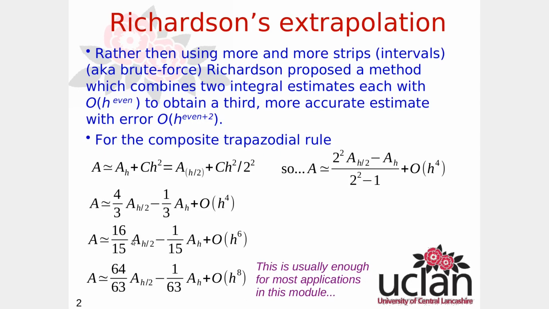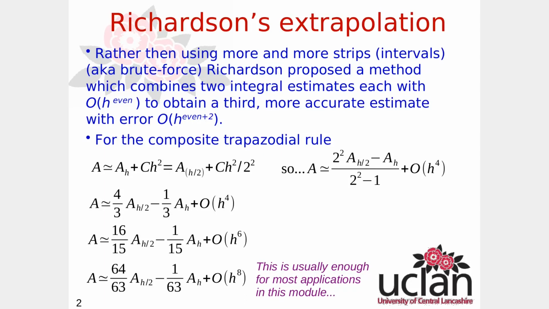And then we multiply by 4 again to get 16 on the top. 16 minus 1 gives you the 63 on the bottom. So that's the pattern, and then the next one is h to the 8th. As we've seen, usually h to the 8 is pretty much enough for all the applications which we'll use on the module, but you could increase and increase and increase.